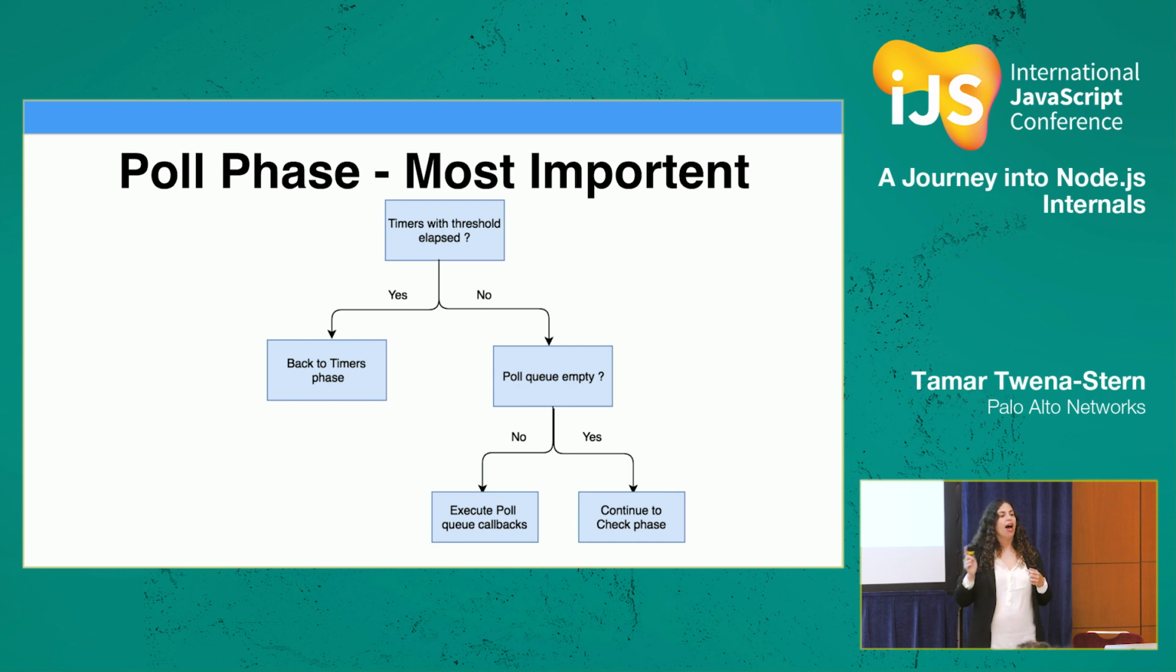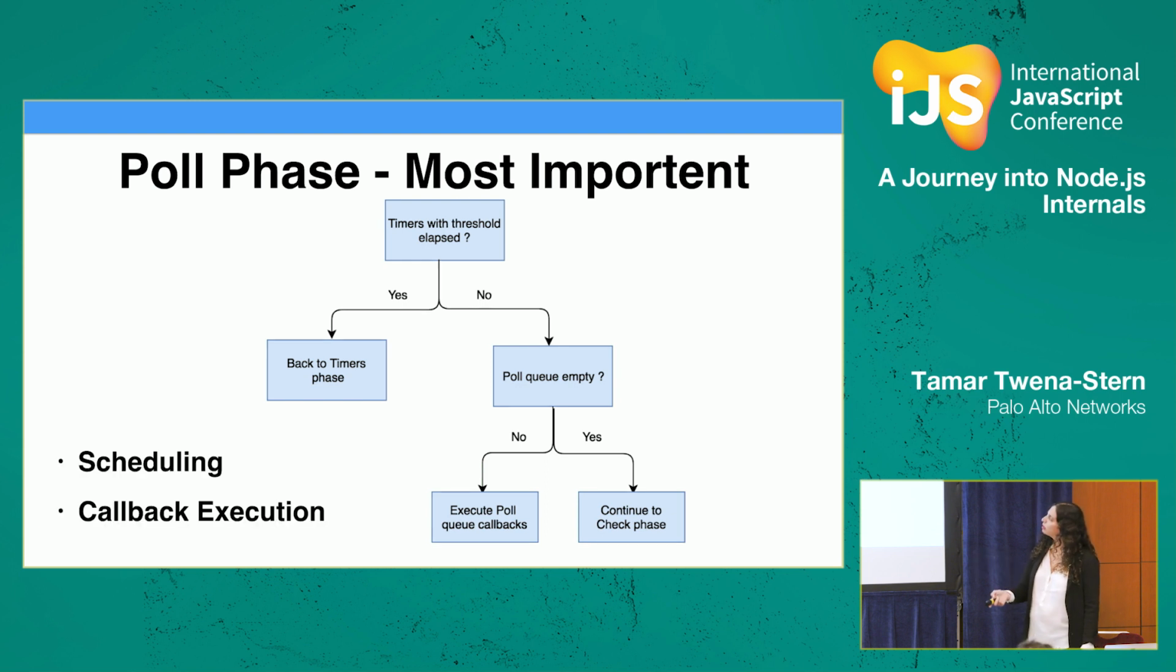I check whether I have I/O callbacks to execute. Again, it's not really a queue here. I wrote "poll queue is empty" maybe so that you would understand it better, but behind the scenes we're monitoring a collection of file descriptors. I would ask, do I have a database query that has returned? Do I have an HTTP request that I got the response from? If I have something, I execute those requests, and if the poll queue is empty, meaning I don't have any I/O operation to perform, I continue to the check phase.